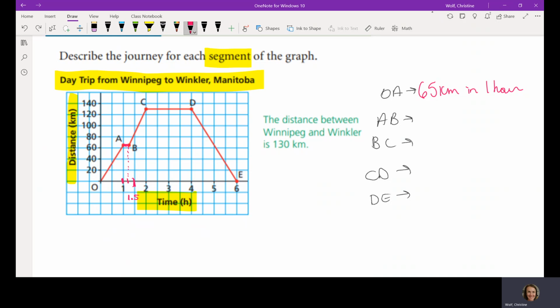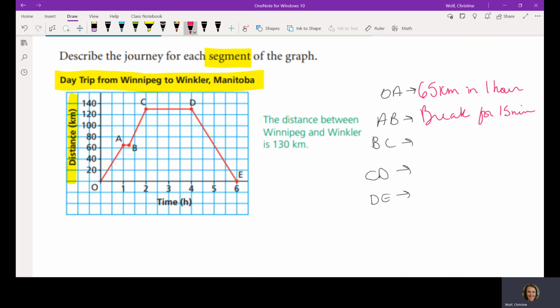Then we have to ask ourselves, how far did we go? Well, look at our distance. Between A and B, we didn't go anywhere. We were at about 65 kilometers and we stayed at 65 kilometers. So what does that tell us? That tells me they took a break. Maybe they stopped and got gas. Maybe they stopped to go pee. They stopped to get a snack, get a coffee. The lineup at Timmy's was really long, but they were taking a break for 15 minutes because they didn't go anywhere. All right, okay. Next segment is B to C.